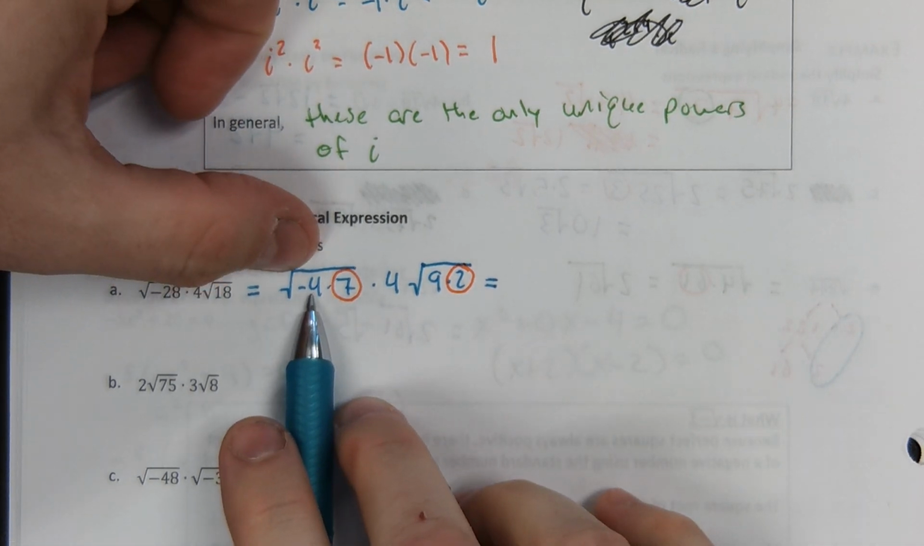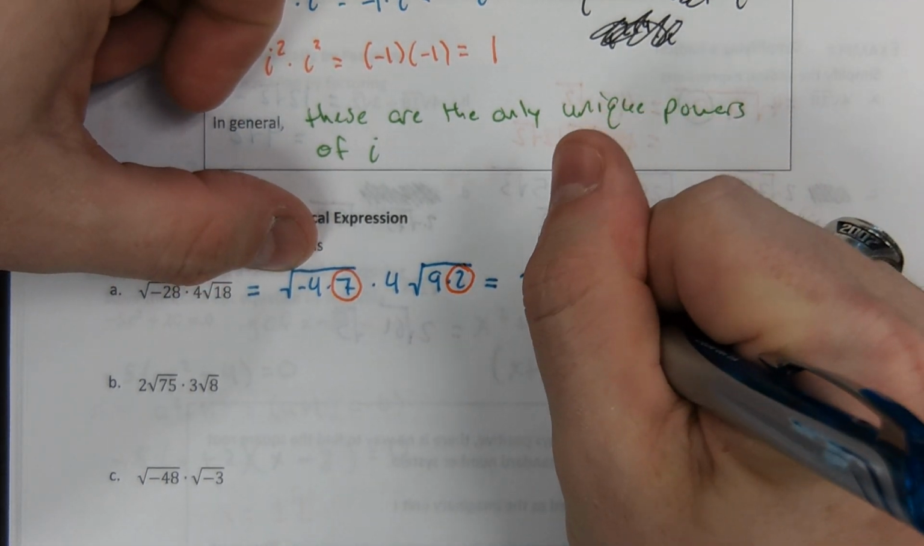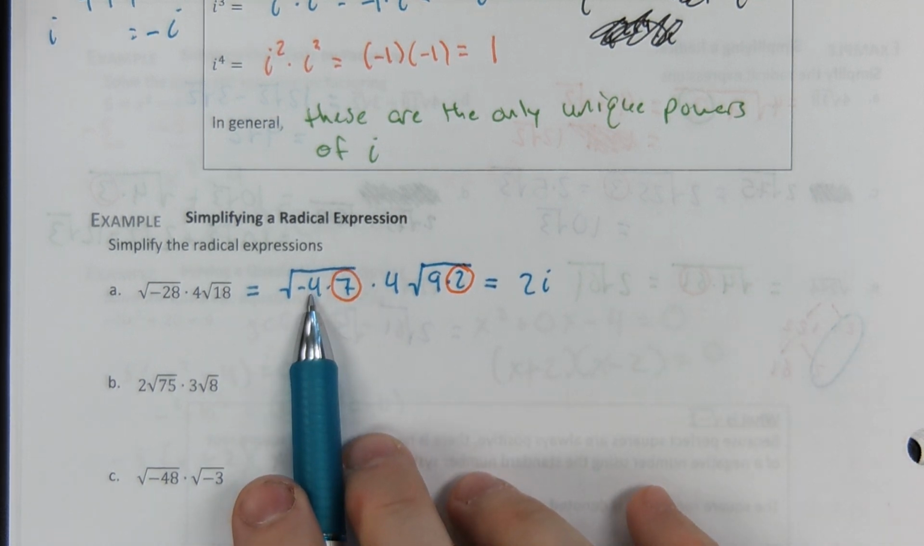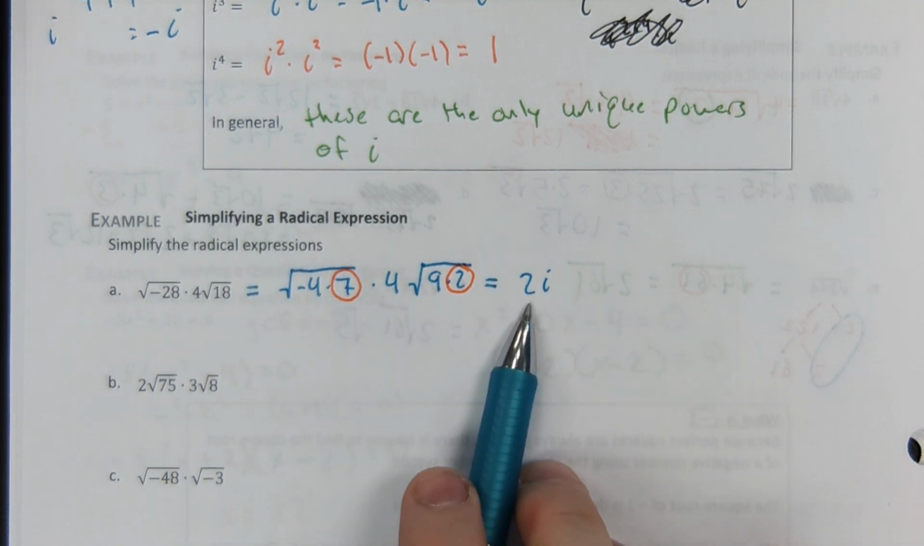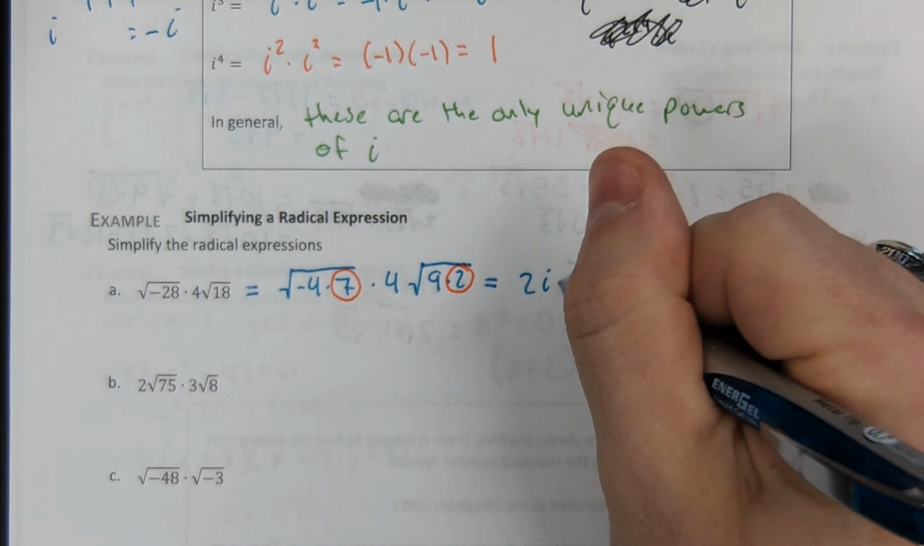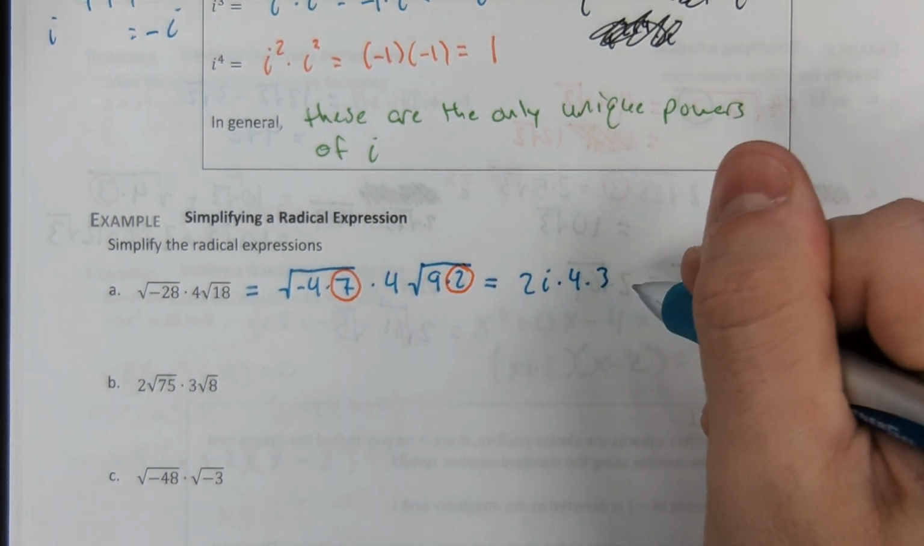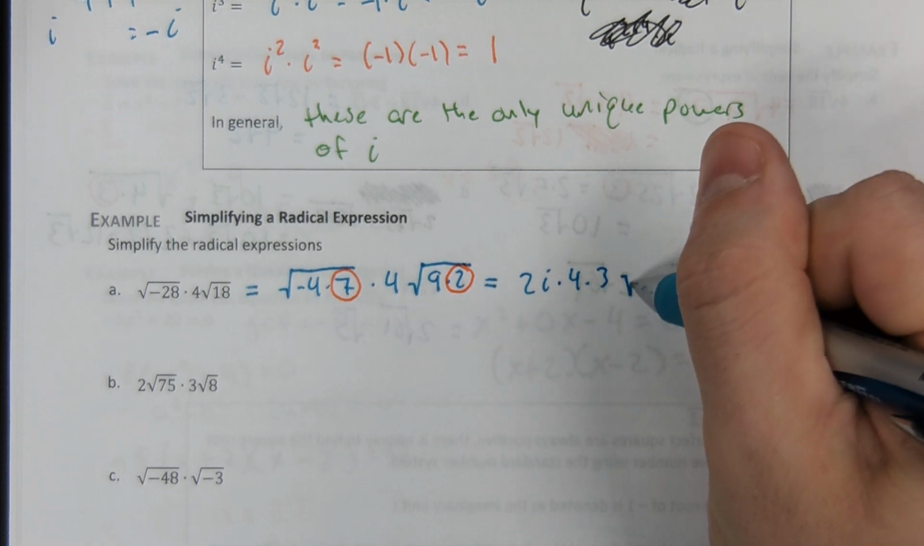So liberating the square root of -4 as 2i, because the square root of -1 is i and the square root of 4 is 2. We could say the square root of this is i times 2, or 2i. There's already a 4 on the outside, and liberating the square root of 9 comes out as a 3. Yes, those are all multiplication dots.